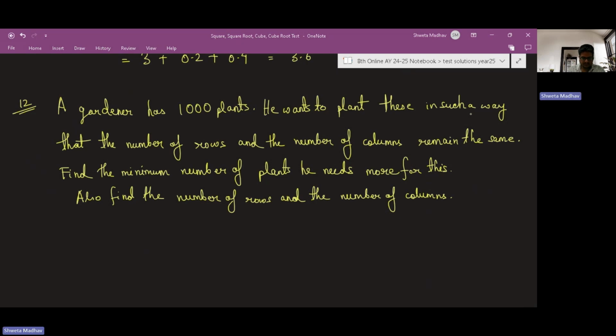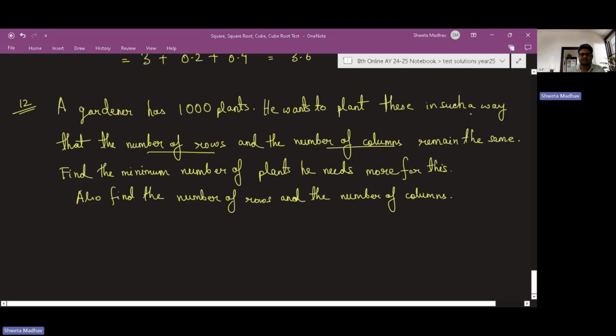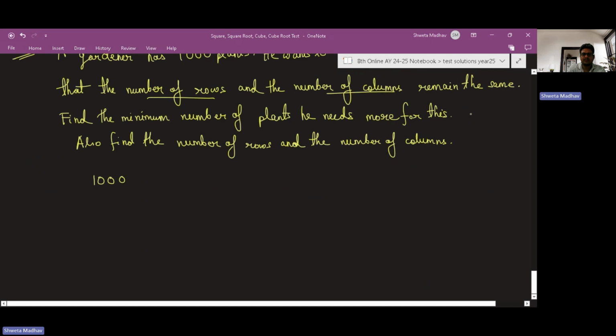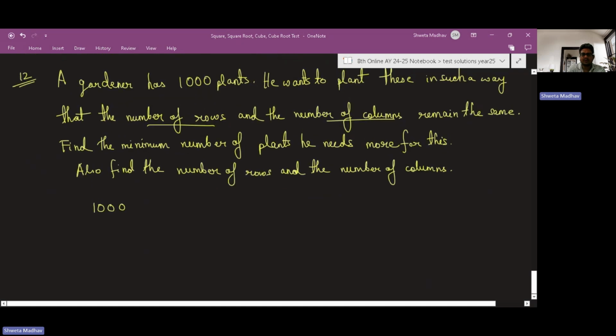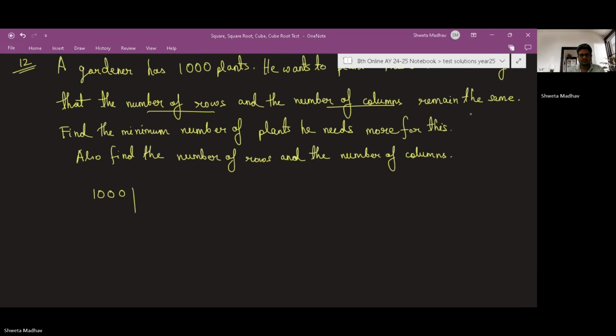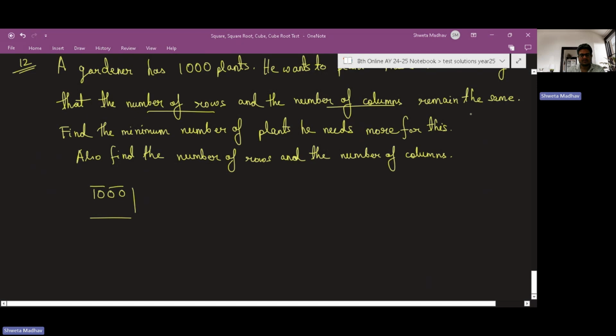So now here, some more plants he needs to form a square, since the number of rows and the number of columns should remain the same. So we have to find the square root of 1000 by using the long division method. So we will take pairs from the right hand.